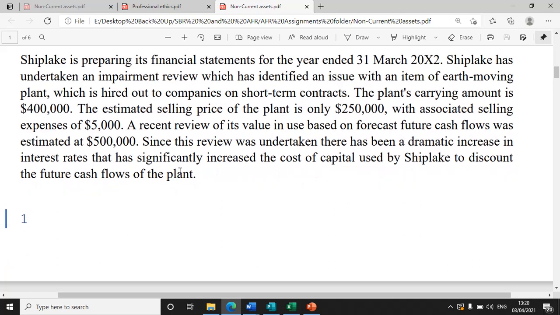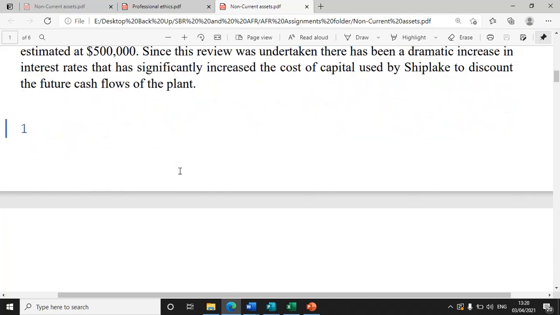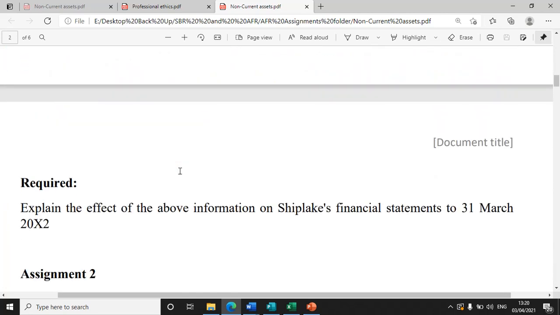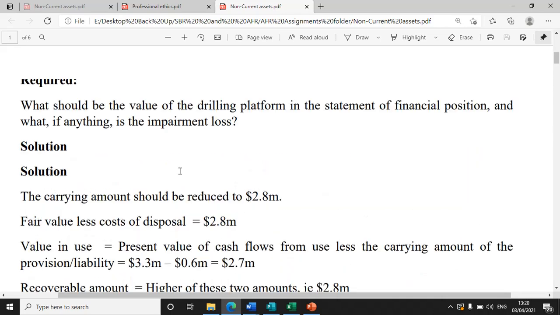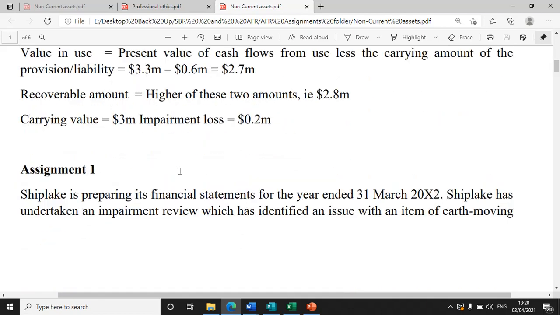Shiplake is preparing his financial statements for the year ended 31st March 20x2. Shiplake has undertaken an impairment review which has identified an issue with one of the earth moving assets. The question, of course, I almost forgot, is explain the effect of the above information on Shiplake's financial statements, if we're going to have any effect, that is.